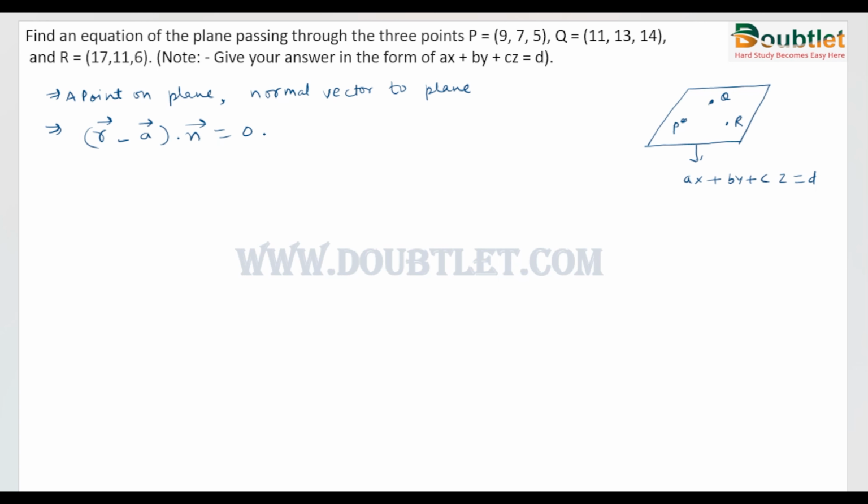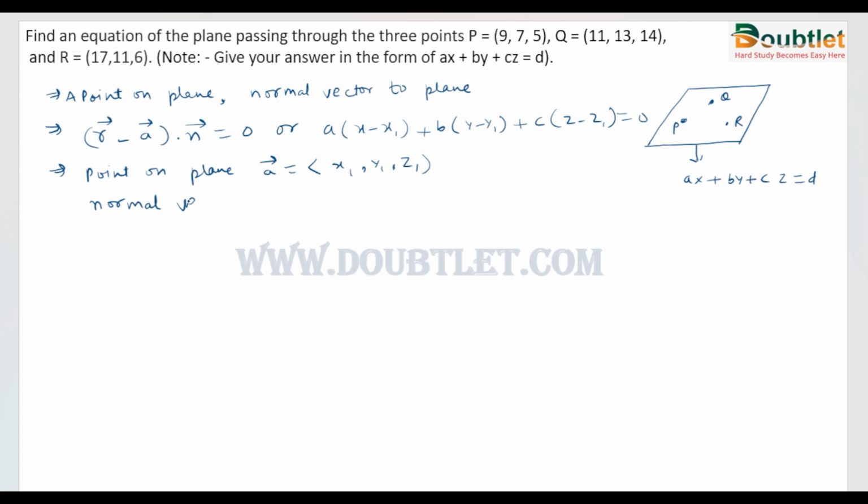So basically this is the equation of the plane, or we can write it as a multiplied by (x minus x1) plus b multiplied by (y minus y1) plus c multiplied by (z minus z1) is equal to 0, where the point on the plane, the a vector, is represented by x1, y1, z1. I have written here the general equation of the plane, and the normal vector, that is n vector, is basically a, b and c.